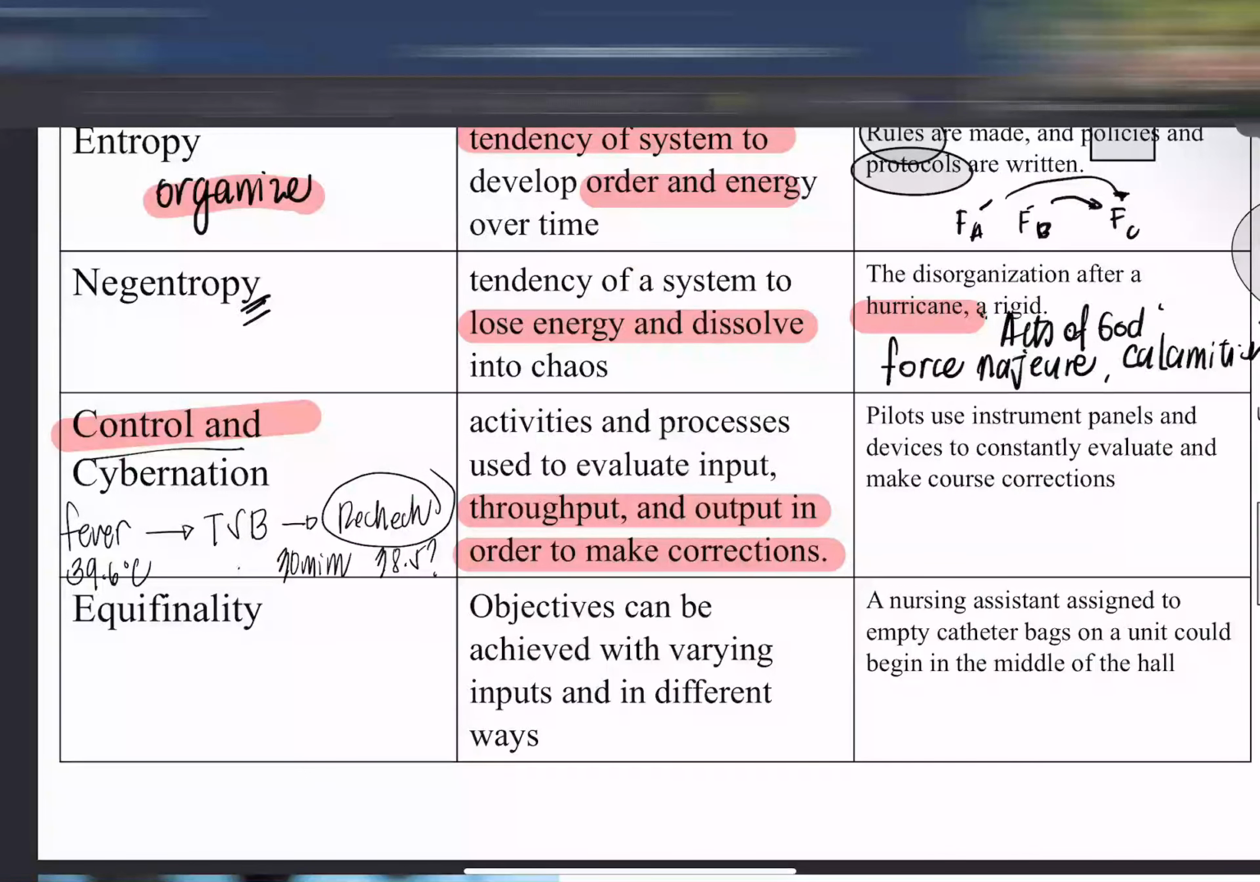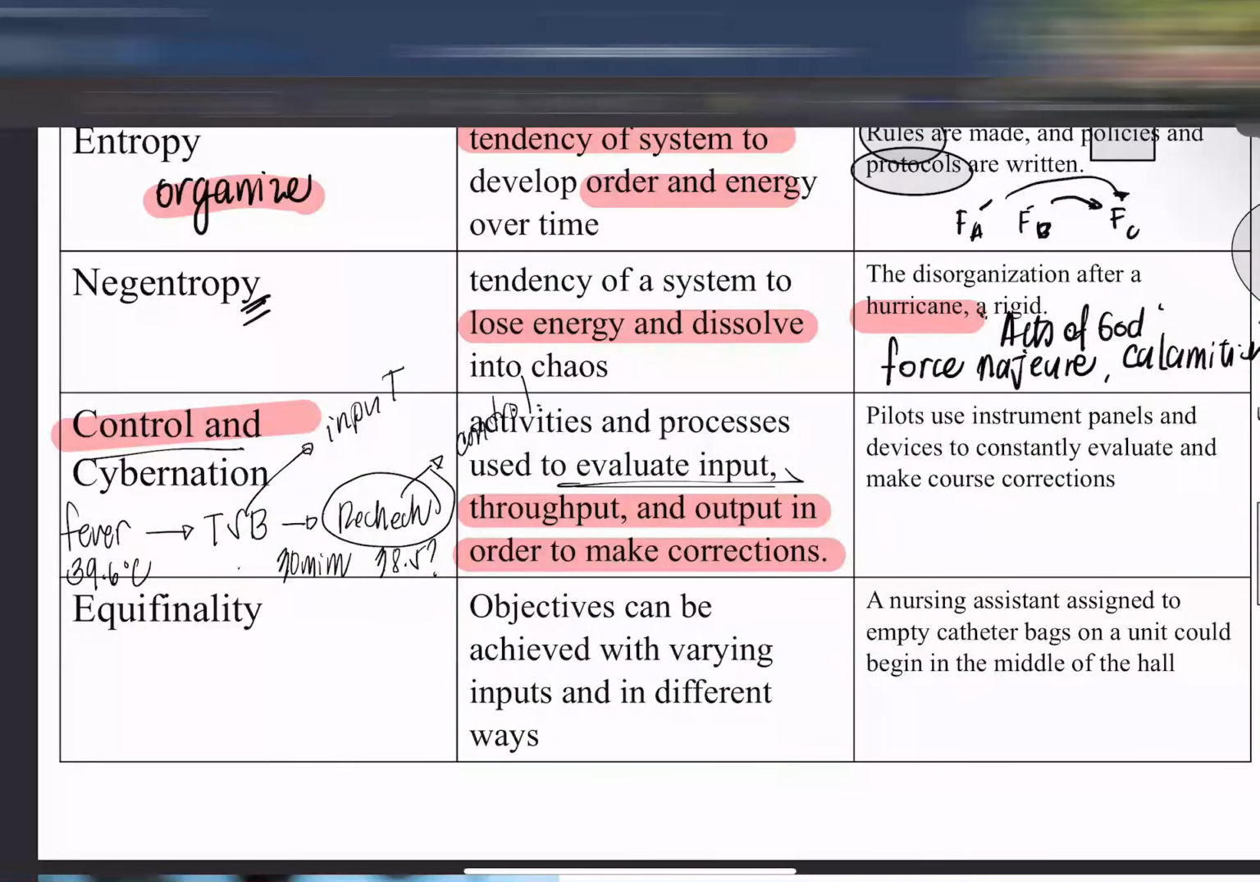Because class, they are used to evaluate your input. Ano ang input mo dito? Your input was the TSB. And you would want to recheck, plus the recheck would be your control to determine or evaluate whether your TSB was effective or not.